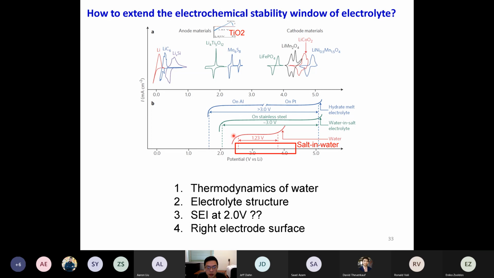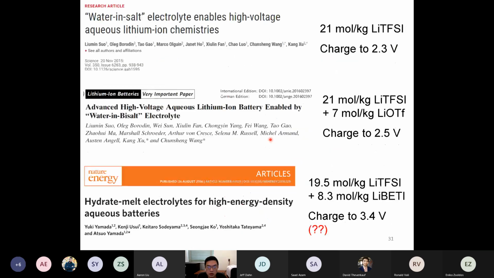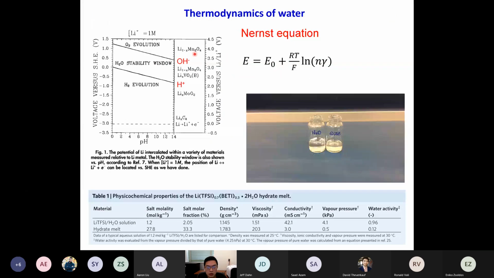So right now we need to explain why we are able to extend this stability window so much. So it has to be related to the thermodynamic change of the water, right? You cannot count on adding some additives to form a better passivation to achieve that. That's at most a 1.5 volt extension. So the further part is going to be the thermodynamic change. So the first part is the thermodynamics of the water.